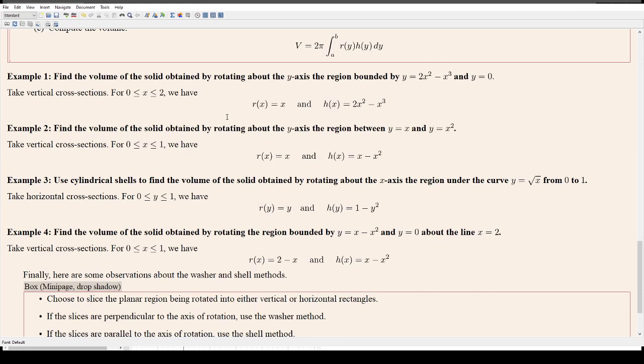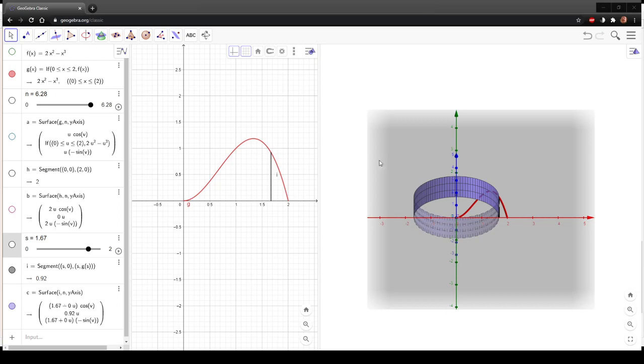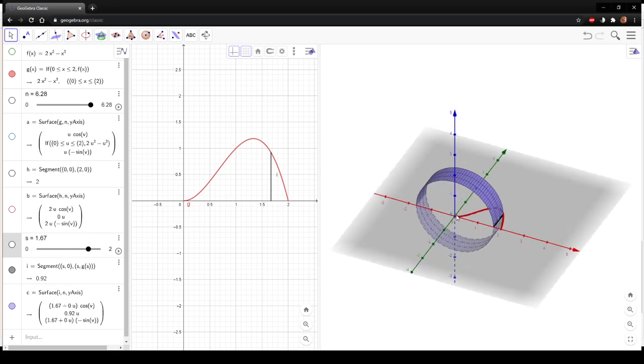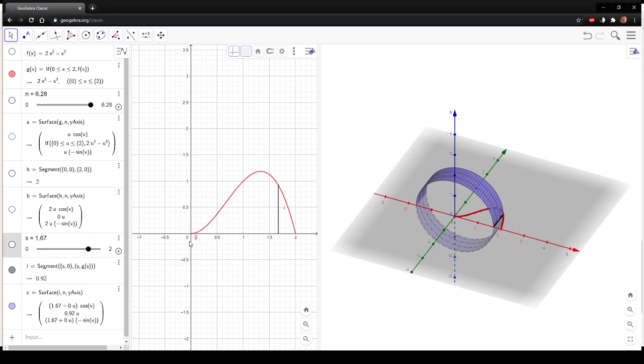Okay, so find the volume of the solid obtained by rotating about the y-axis the region bounded by this. It's the same example that we've been talking about, but now we can use the shell method to do it justice. What we really need is just the radius and the height of the shell. So what is the radius of a shell? Well, it's the distance from the axis of rotation over to the slice.